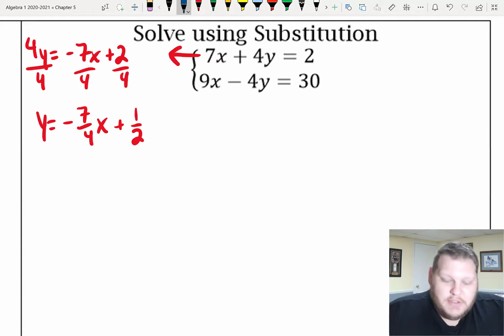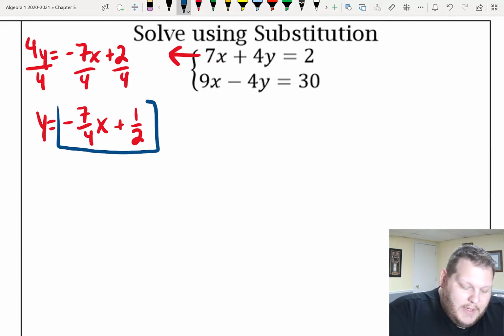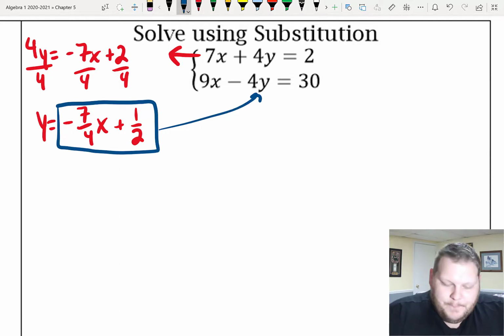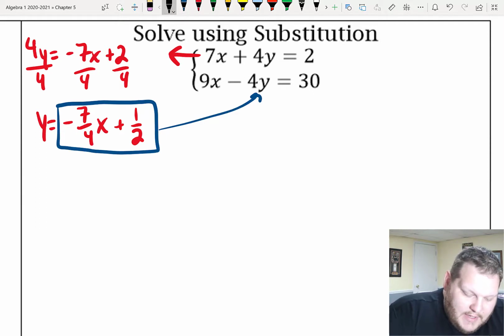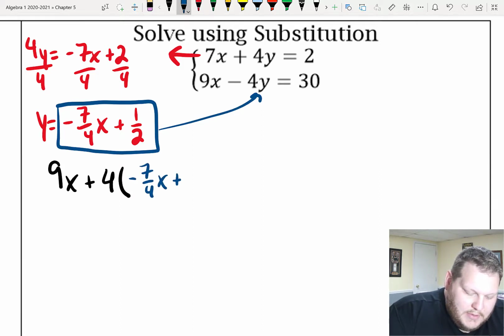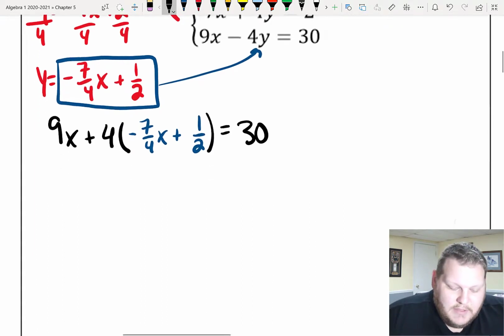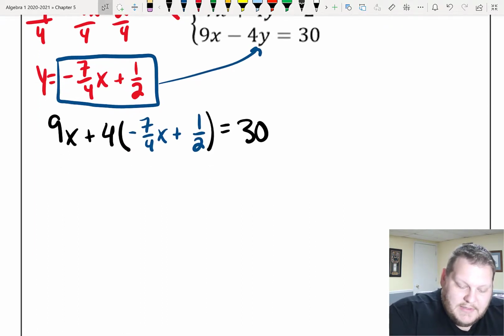So just like usual with substitution, I'm now going to take what I know y is equal to in one of my 2 equations and substitute that for y in the other equation. It always has to be the other one. So I solve the top one for y, I have to plug it into the bottom equation for y. So when I do that, I'm just going to do it over here on the left side where I've got some space. I've got 9x plus 4 times negative 7 over 4x plus 1/2 equals 30. So all I've done is just substitute that y value with negative 7 over 4x plus a half.